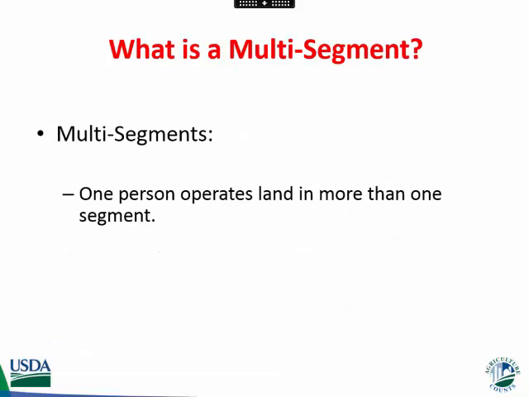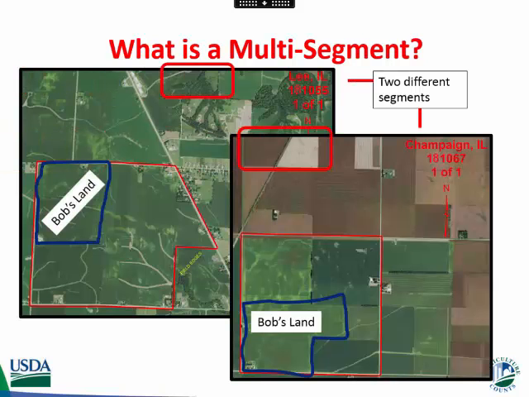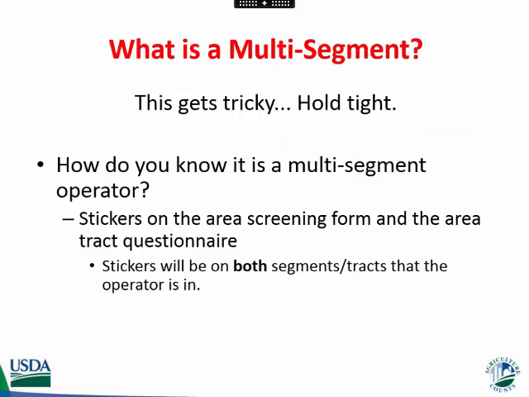So let's talk about something different now. Multi-segments. This is a word we throw around a lot. It's when one person operates land in more than one segment. So, for example, we have two different segments. We have Lee, Illinois, 1810-55, and we have Champaign, Illinois, 1810-67, but we can see that Bob has land in both of these segments. So it's going to get a little tricky here.